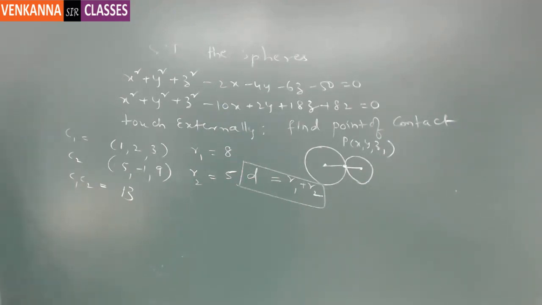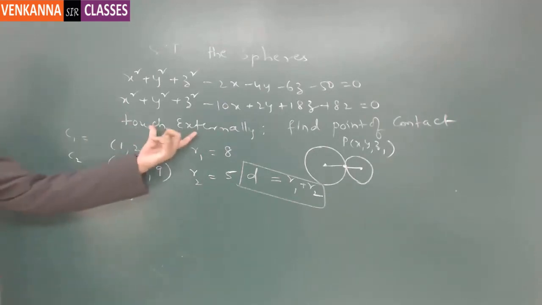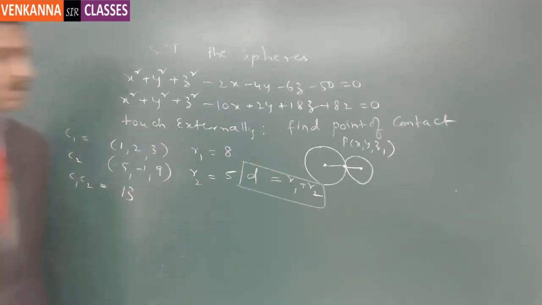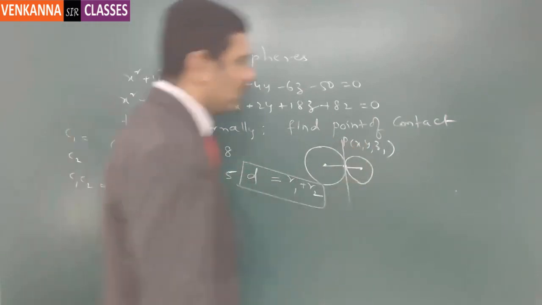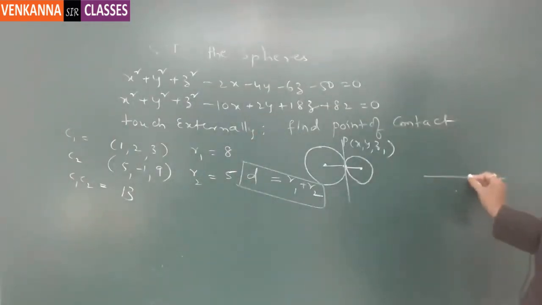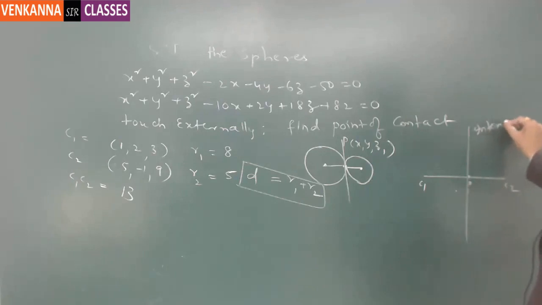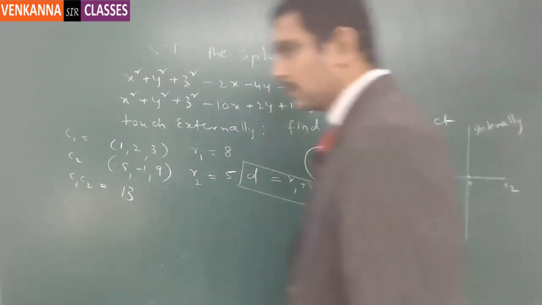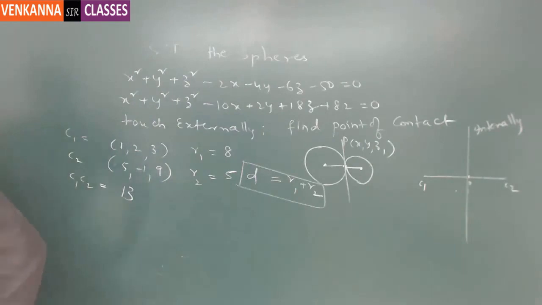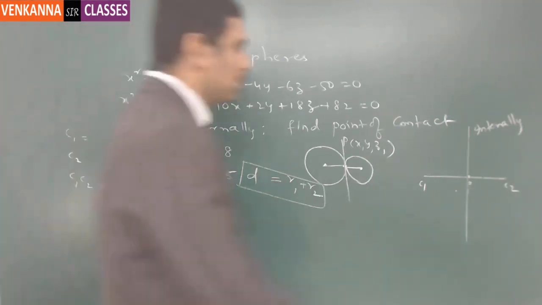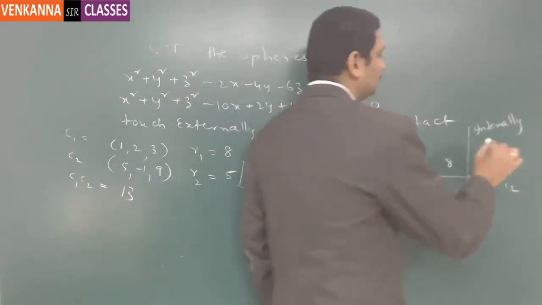So one interesting thing is, whenever they touch externally, the point of contact divides the line segment internally. Agreed? The point of contact divides the line segment joining the centers internally. In what ratio? In the ratio of their radii. 8:5.